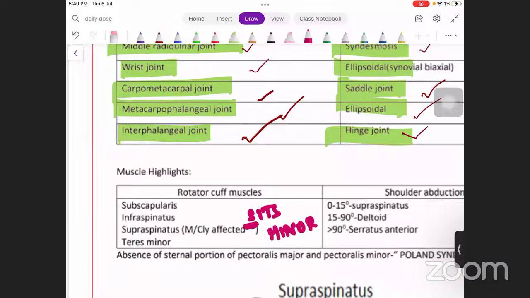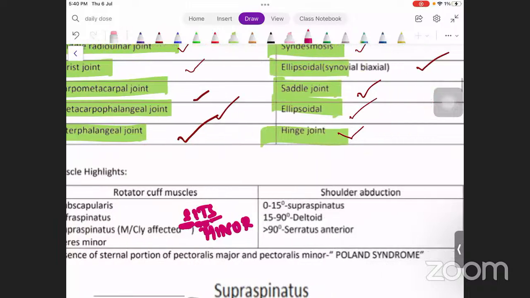Subscapularis, infraspinatus, teres minor, and supraspinatus. Subscapularis, infraspinatus, supraspinatus, and the teres minor. That's why I used to remember it like the SITS muscles, the minor sets. Okay, and apart from that, the initiation of your shoulder abduction is pretty important.